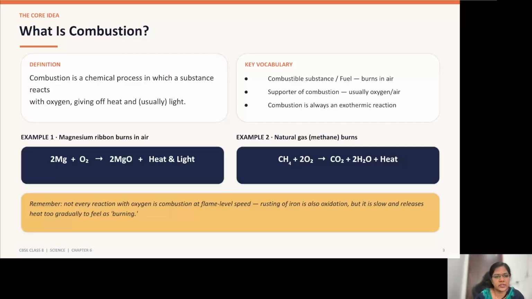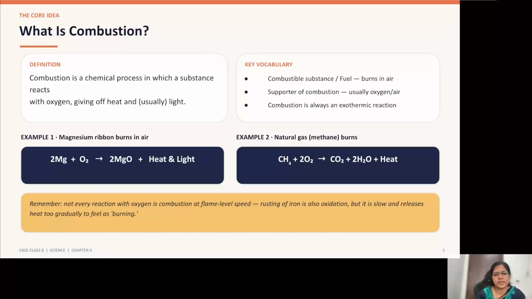Combustion is not just something getting hot. Physical heating, like a kettle on an induction plate, is not combustion, because no new chemical substance is formed and there is no reaction with oxygen. Let's go through two examples. Example 1: magnesium plus oxygen gives magnesium oxide. Here the supporter of combustion is oxygen and the product is magnesium oxide, which is white in color. I hope most of you burned magnesium ribbon during Diwali.